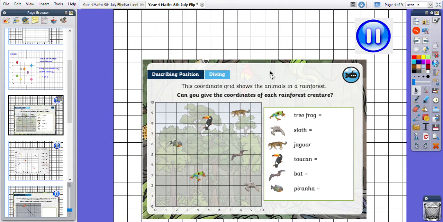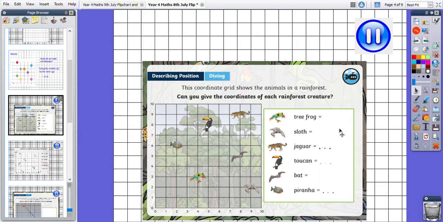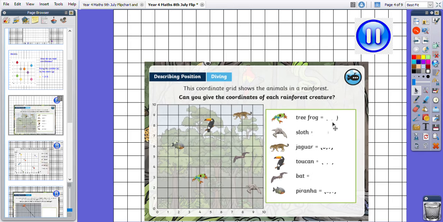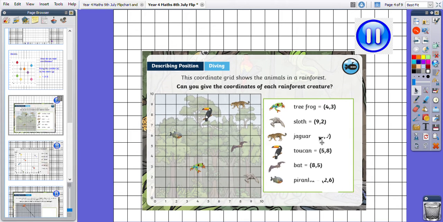Okay, so you've got another little challenge here then. The same thing, this coordinate grid shows the animals in a rainforest. Can you give the coordinates of each rainforest creature? So just practicing being able to read those coordinates again. Pause the video and tell me where each character is on our coordinates grid. So we've got the tree frog at 4, 3, the sloth at 9, 2, jaguar 8, 9, toucan 5, 8, bat at 8, 5, and piranha at 2, 6.